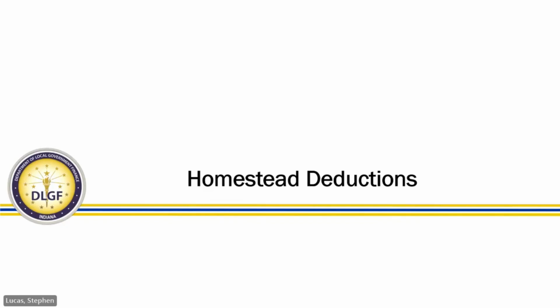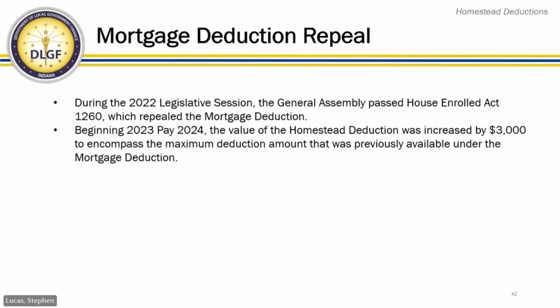Next slide. Before I go in talking about the deduction itself, I did want to point out that during the 2022 session, as Stephen mentioned earlier, the mortgage deduction was repealed, starting with taxes payable in 2024. So the value of the homestead deduction was increased by $3,000 to encompass the maximum deduction amount previously available for the mortgage deduction. And I will get into talking about the deduction amount for the homestead standard later on in this part of the presentation. Next.